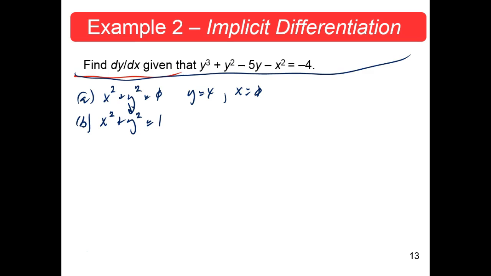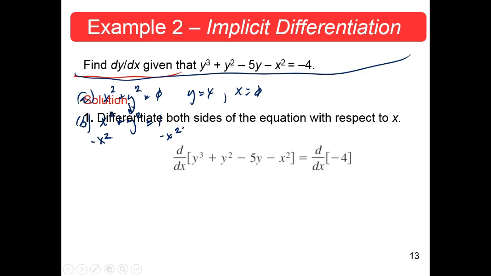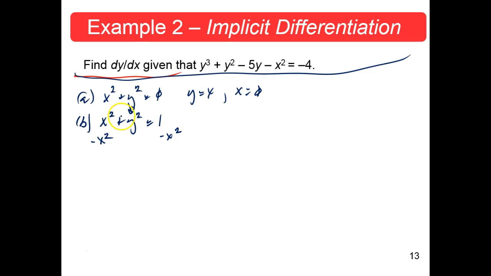Subtract x squared from both sides of the equation. Okay, and this would yield y squared is equal to 1 minus x squared. Now I want to solve for y, not for y squared. So what do we do next?